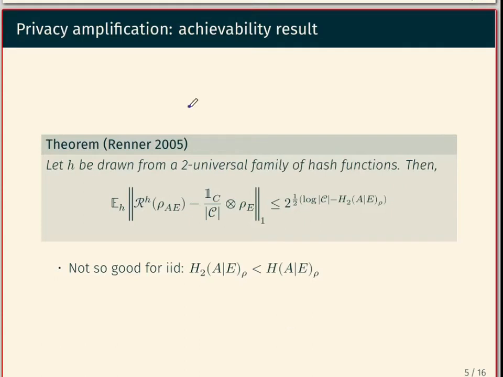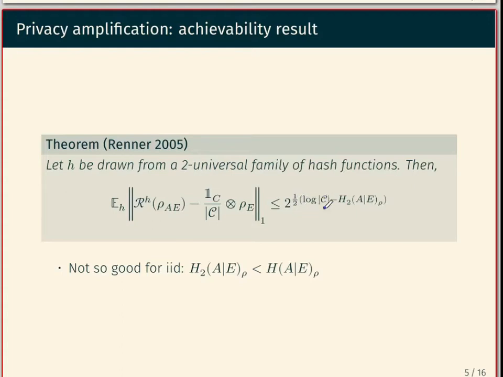Now I'd like to say what we're actually able to do here in privacy amplification. So here's the main theorem that is known. This is from Renner back in 2005. Suppose that we draw our hash function from a two-universal family of hash functions. Then the expected value of the trace distance between the real output of the protocol and the ideal case here is upper bounded by this quantity here.